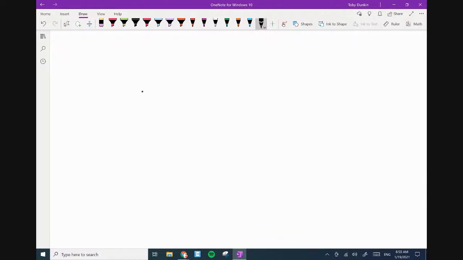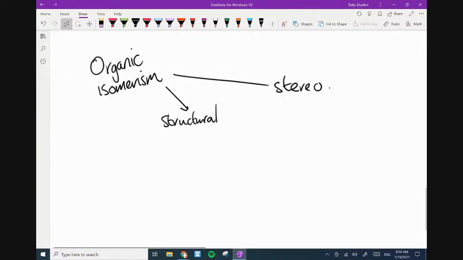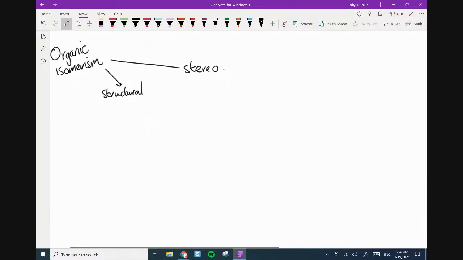So, organic isomerism. Just a reminder, isomerism is split into two. We have structural isomerism and stereo isomerism.